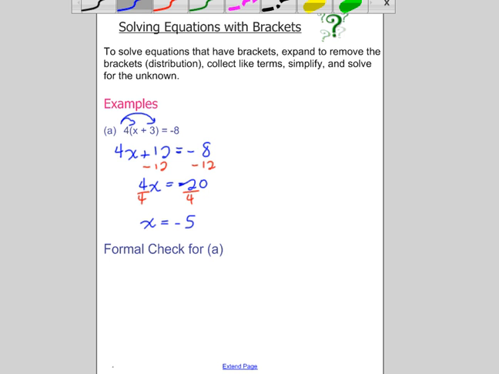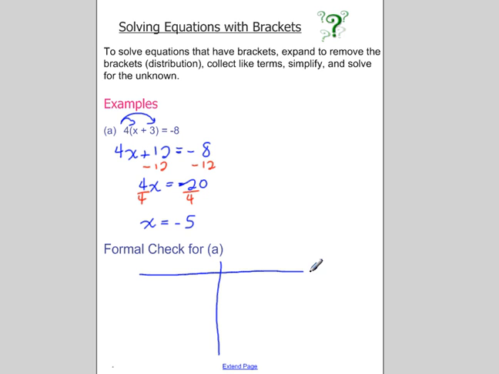So again, remember, when you're doing a formal check, you can split it into left side and right side. In this case, there's nothing that you need to do on the right side. It's equal to negative 8. On the left side, we're going to replace the x with negative 5. So negative 5 plus 3 is negative 2. And 4 times negative 2 is negative 8.